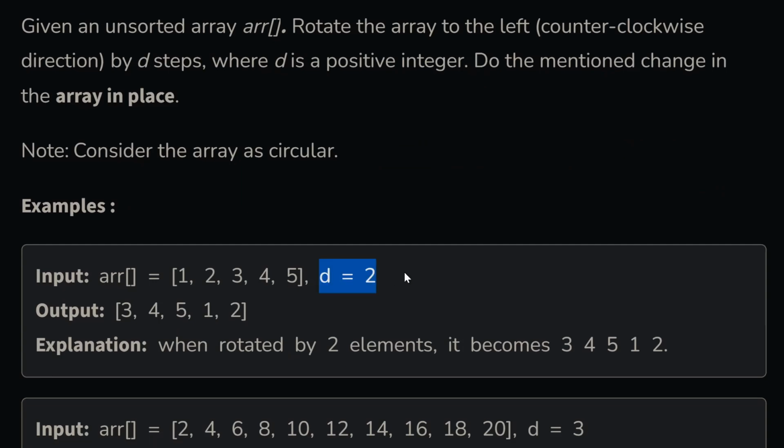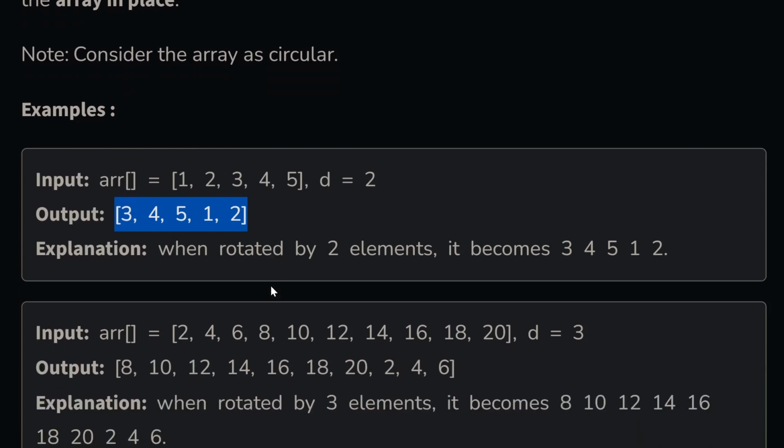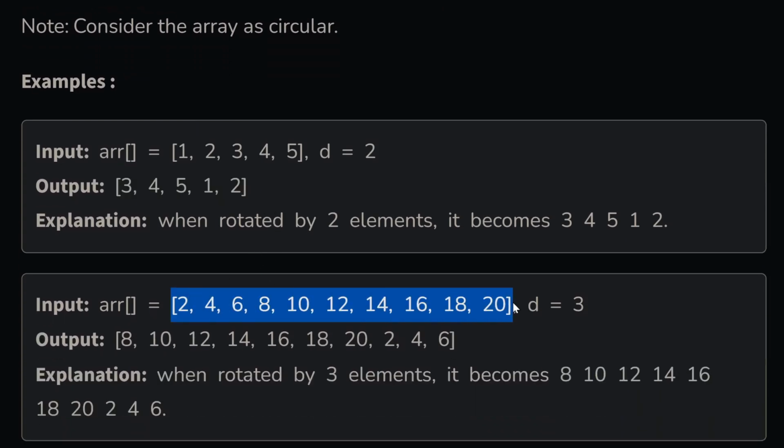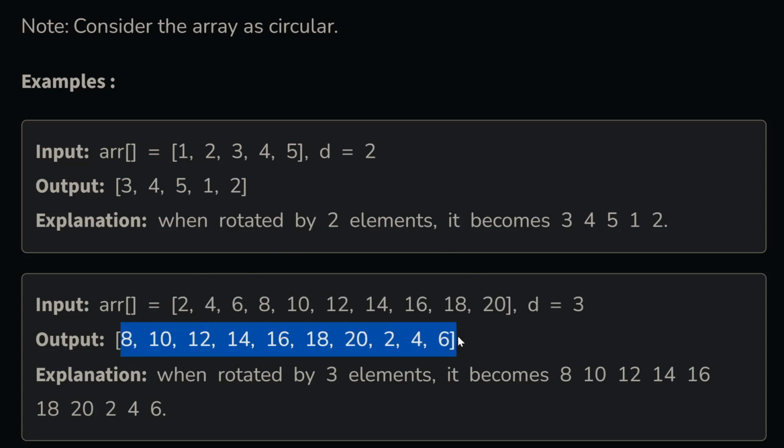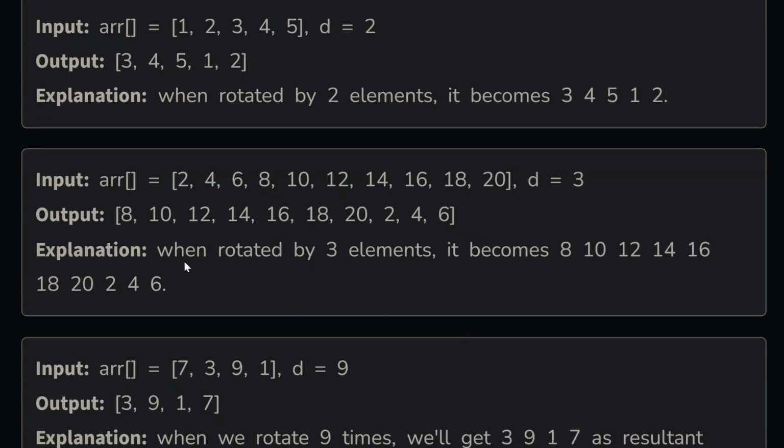In this example we need to do the rotation two times. So first this one will come forward, then this two will come forward. So this is the output after rotating two times. And in this example we need to do the rotation three times. First this 2 will come ahead, 3, then 6. So we got this array by rotating 3 times.